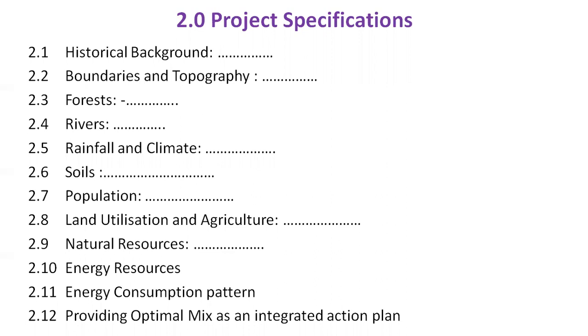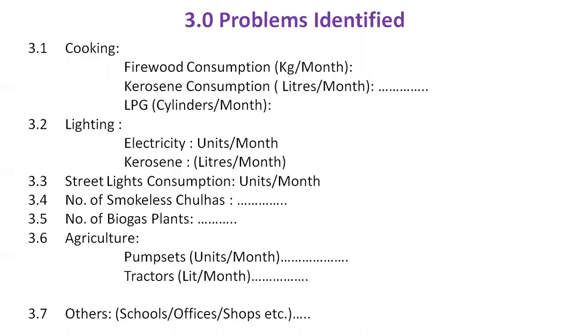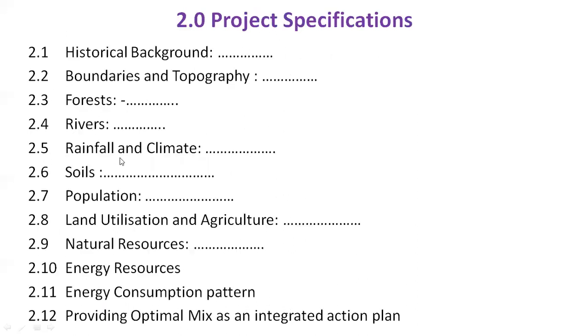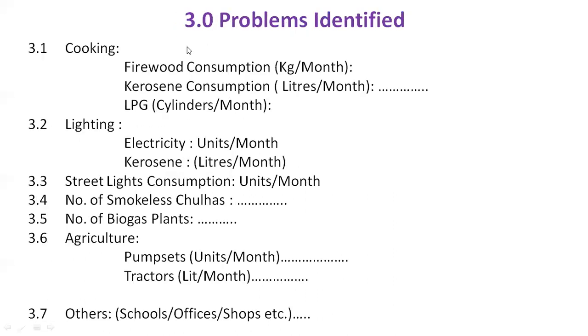From this you will basically be identifying the problems: problems in cooking, lighting, street light consumption, smokeless stoves, biogas plants, agricultural pump sets, and tractors. You will focus on these problems and how they are using them. The project specifications will clearly identify all the problems in these areas. Each one you can explain: cooking, firewood consumption, and how much they are consuming across all the households.